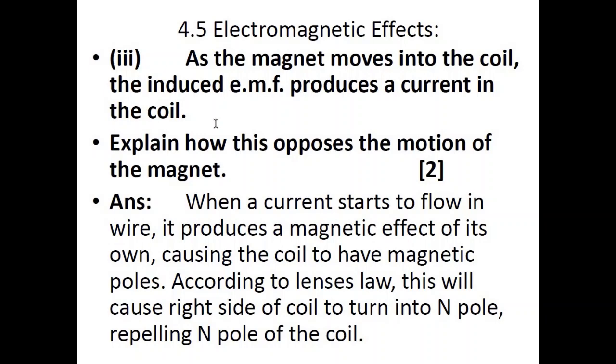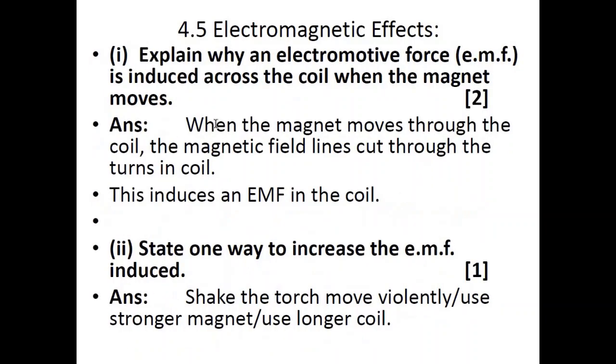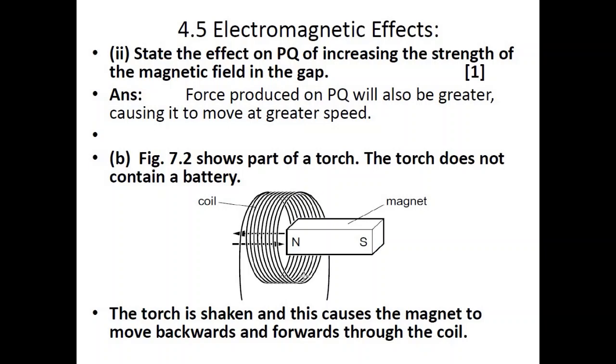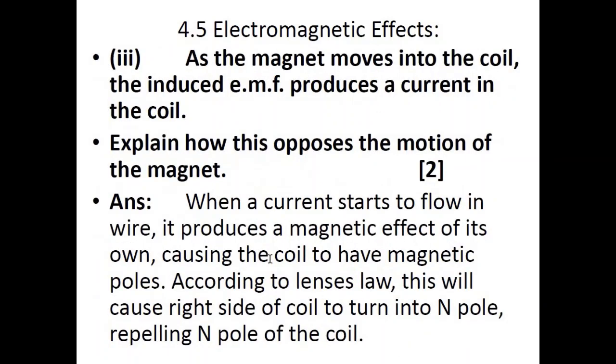As the magnet moves, the induced EMF produces a current in the coil. Explain how this opposes the motion of the magnet. When a current starts to flow in the wire, it produces a magnetic effect of its own, causing the coil to have magnetic poles. According to Lenz's law, this will cause the right side of the coil, this one, to turn into a north pole. Why? Because the north pole of the magnet is closer to it, repelling the north pole of the coil. Since this is just for 2 marks, this much explanation is enough.